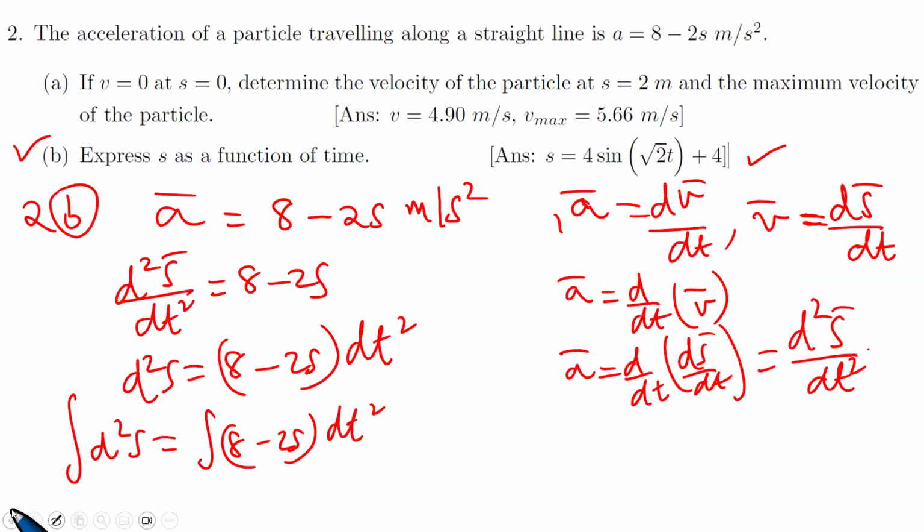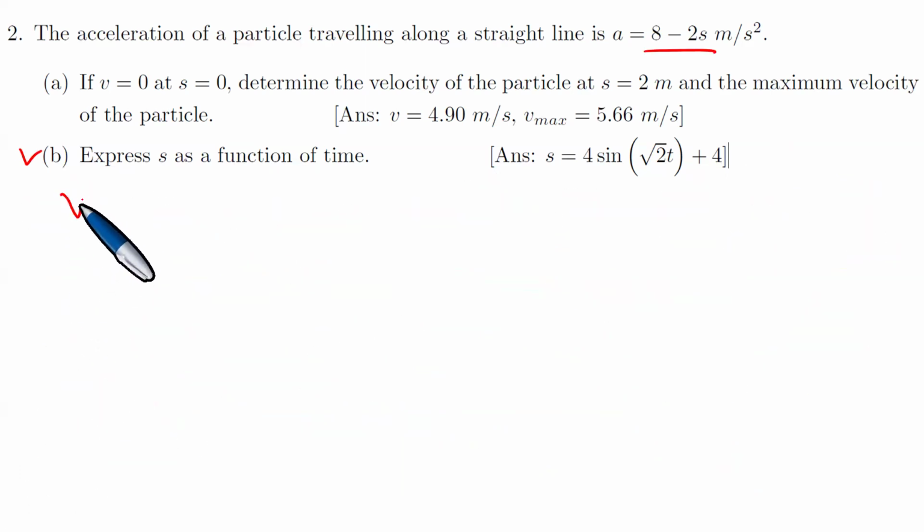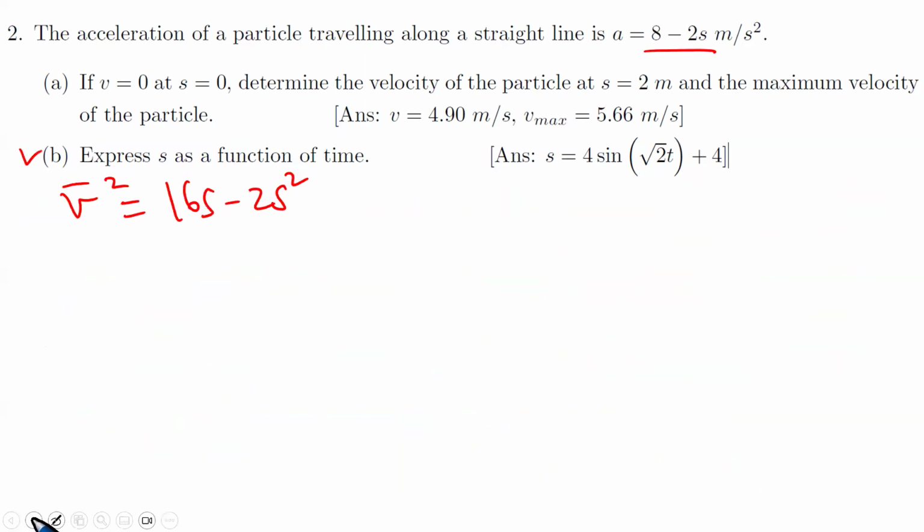So let us take v squared equals 16s minus 2s squared.